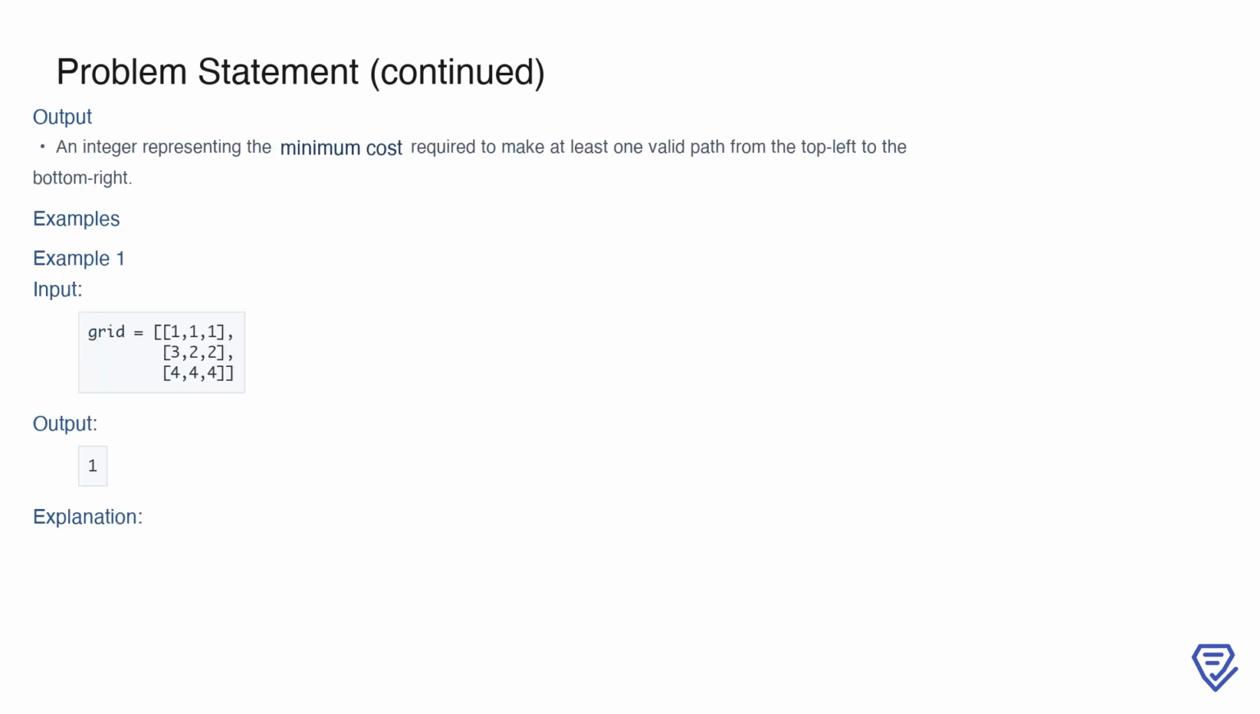The output of the problem is a single integer, which represents the minimum cost required to create a valid path from the top left corner of the grid to the bottom right corner. To help clarify, let's look at some examples.